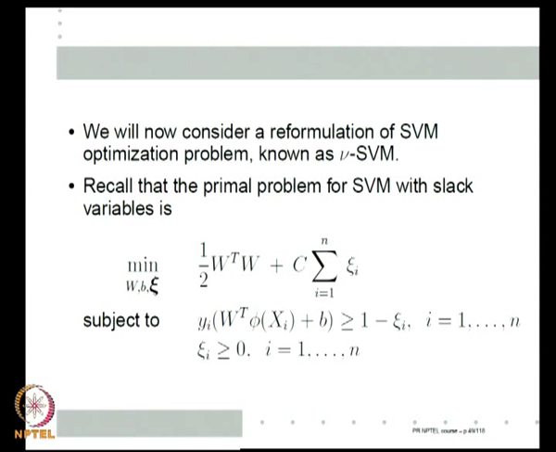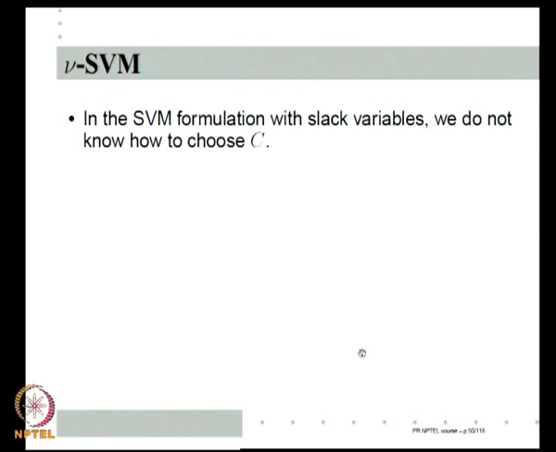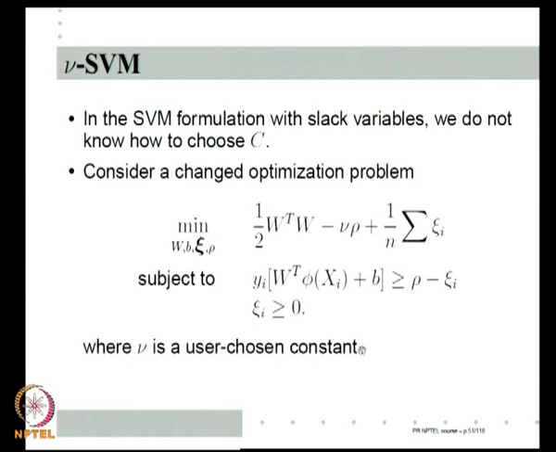All I know is if C is very large, I will not tolerate any errors. Except for that, I have very little idea whether I should choose C to be 5 or 10 and what the trade-offs are. So, one problem with the SVM formulation with slack variables is we do not have good guidelines on how to choose C. It is very difficult to give guidelines because C does not have any simple interpretation.